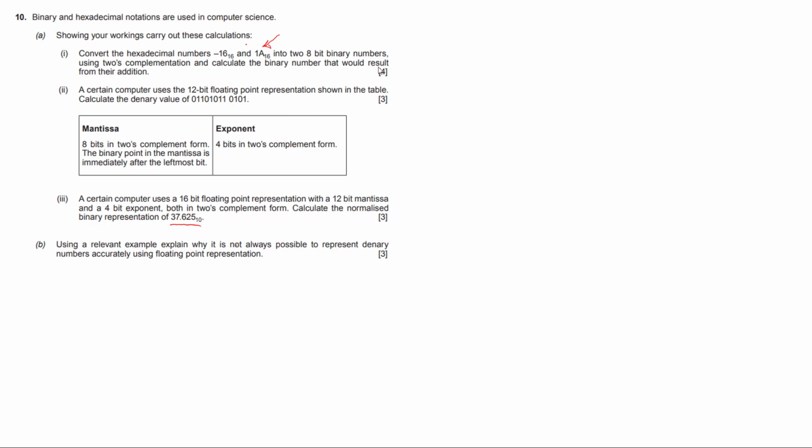Convert the hexadecimal numbers minus 16 and 1A into 8-bit binary numbers using 2's complementation and calculate the binary number that would result from their addition. Oh my goodness. Right, firstly, just breathe. 1, 6. What is 1 and what is 6? Remember, binary uses binary. Hexadecimal uses nibbles. Okay? 0, 0, 0, 1. That's 1. 6 is 0, 1, 1, 0.